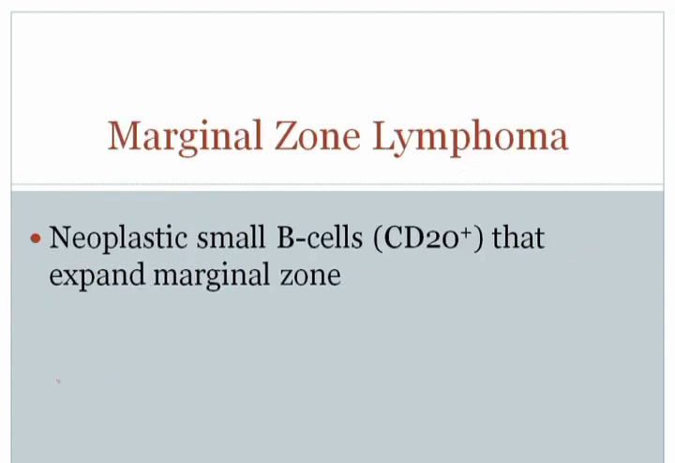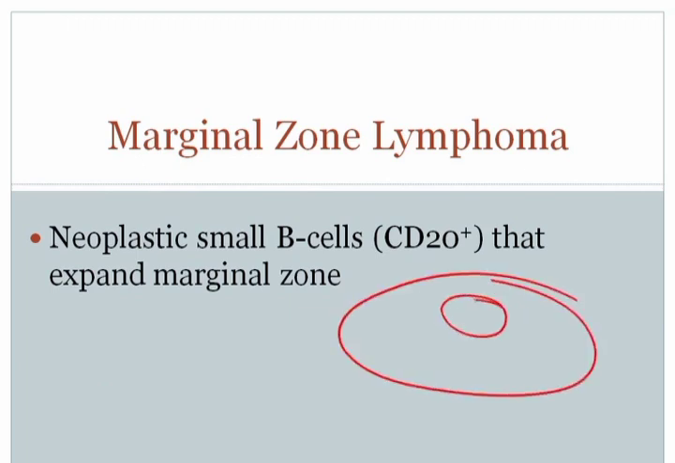The third lymphoma that would produce a structure similar to the normal lymph node is a marginal zone lymphoma. So what is the marginal zone? The marginal zone is that region which is outside of the mantle. Here's a lymph node again. This is the follicle. Outside of the follicle would be the mantle, and outside of the mantle would be the margin. And so we could develop a tumor that expands the marginal zone, and that's called a marginal zone lymphoma.